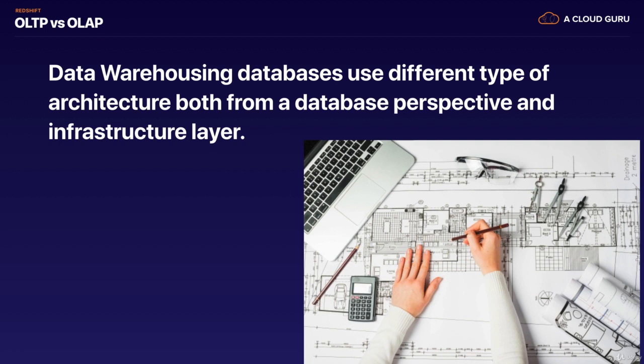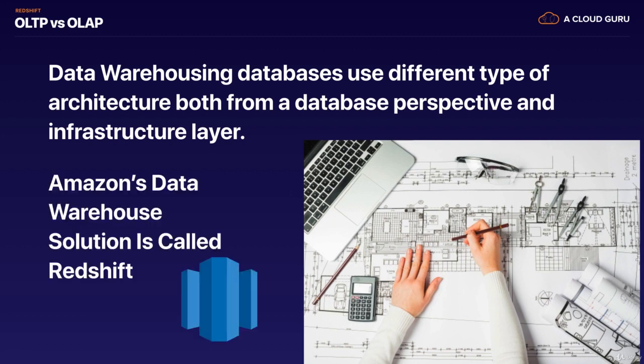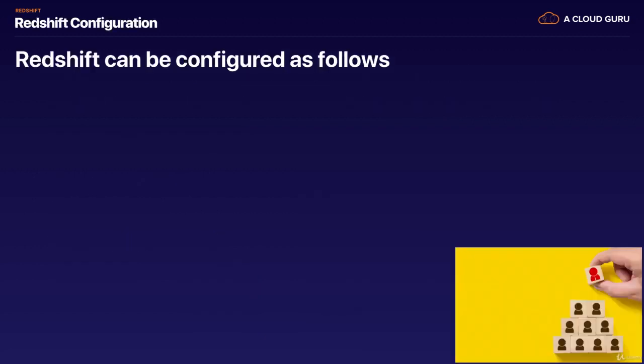It's going to pull in data from a lot of different areas, and it can put a big stress on your database. That's why it makes sense to move away from your production database and have a separate data warehouse where you run these queries. Data warehousing databases actually use a different architecture, both from a database perspective as well as an infrastructure layer. And Amazon's data warehouse solution is called Redshift.